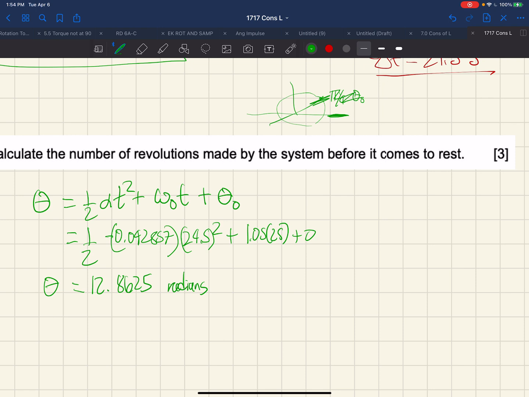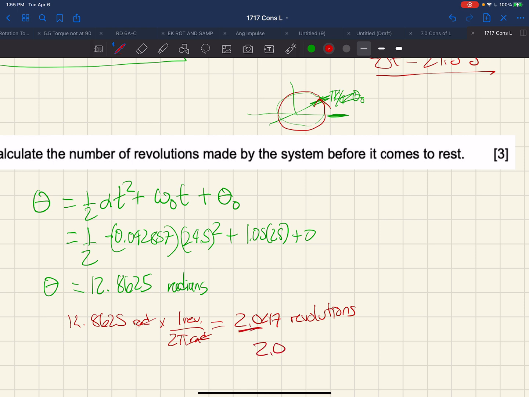Well, what we know is there's 2 pi radians in 1 revolution. So 12.8625 radians times 1 revolution per 2 pi radians. Notice the radians will cancel, and we're left with revolutions. Divide that out and we get 2.047 revolutions. And since again we're starting with 2 significant digits, that's all we can report, so we're left with 2.0 revolutions. And that is our final answer.